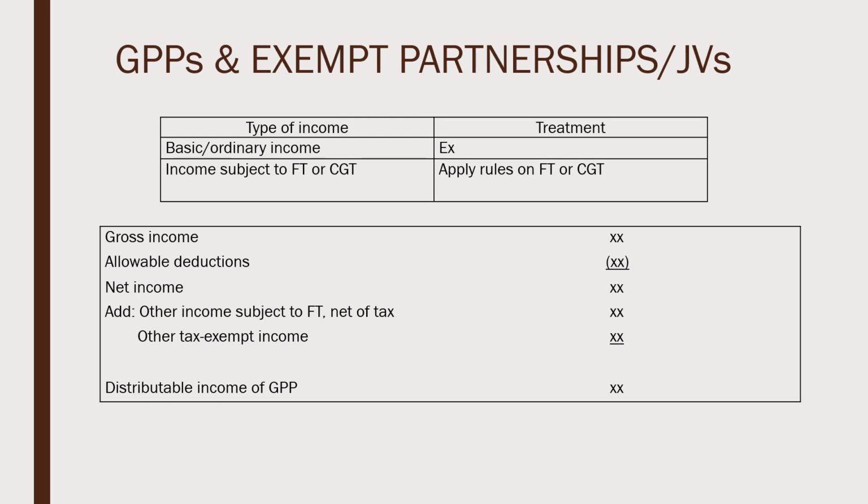Here's also the pro forma computation for the distributable income of a GPP. It's the same as the previous one, but here we don't have to tax the net income. From the partner's point of view, this will form part of his regular income, subject to regular income tax. This is not treated as a dividend because, again, the partnership is exempt.